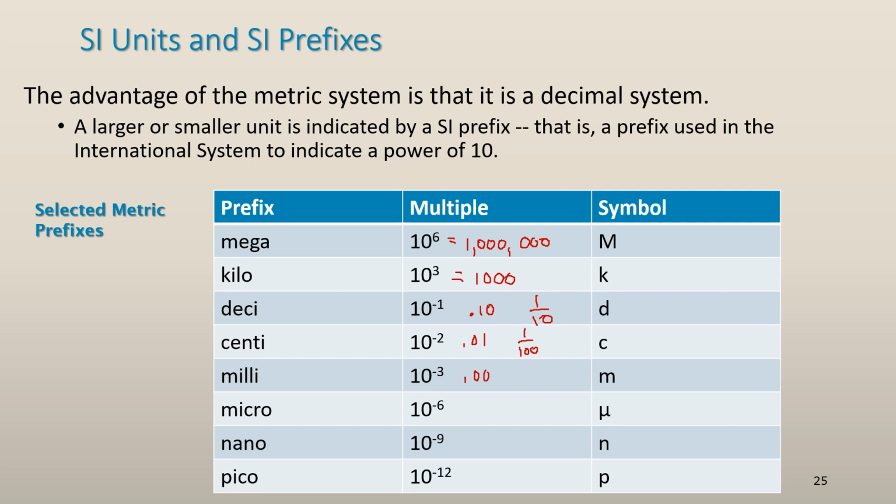Milli is 1 over 1,000. Micro then is 1 over a million, or 0.000001, so that's very tiny. Note that this is actually the Greek symbol mu, so you can sort of write it like that. Sometimes you may have seen in other situations micro abbreviated as mc, but we're going to use the mu in chemistry. Nano then is 10 to the minus 9th or 1 over 1 billion.